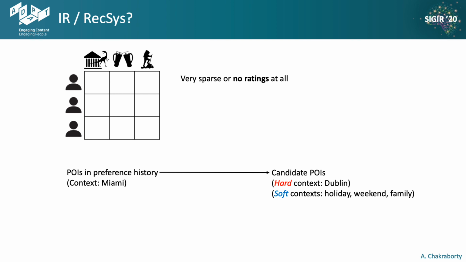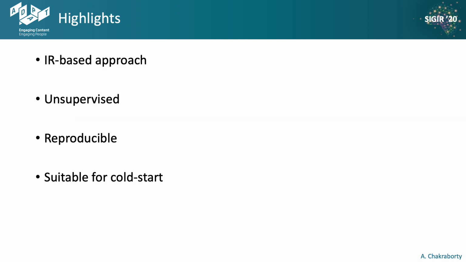And the problem essentially boils down to that of a content matching one between POIs in other contexts and the POIs in current contexts. We argue that it is more suitable to formulate the POI recommendation problem as a constrained IR problem, which is characteristically different from the scope of traditional recommender systems. In short, our proposed approach is an unsupervised IR-based one. Our research is reproducible as we do not use any external data, and is suitable for cold start scenarios as we do not use other users' ratings.